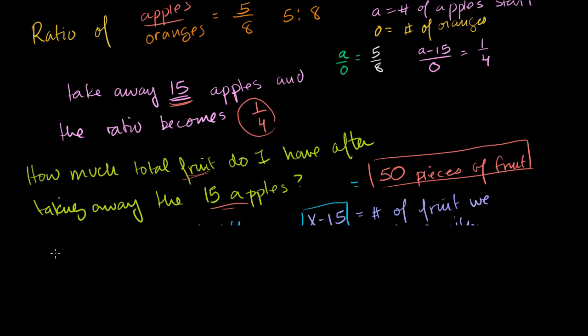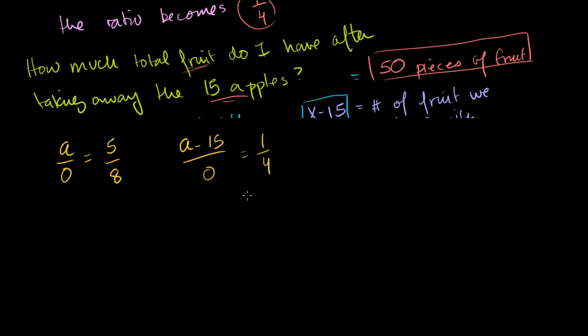The original apples to oranges ratio, A over O, is 5 to 8. Then when we remove 15 apples, the ratio of our new number of apples to oranges is equal to 1 over 4. This is just an algebraic way of stating our problem. So let's see if we can solve this. If we cross multiply both sides of this equation, we get 8A is equal to 5O. That's not a 0.